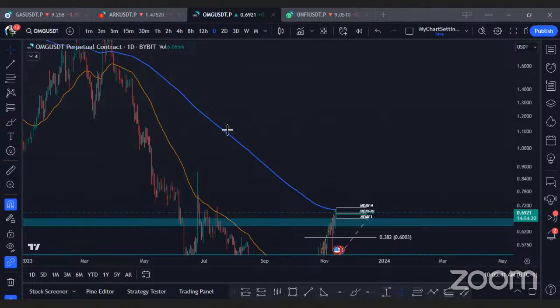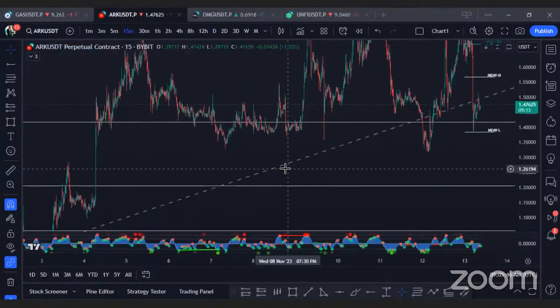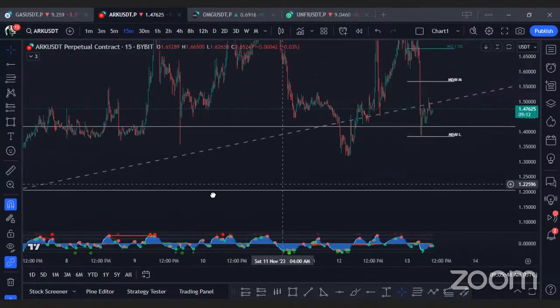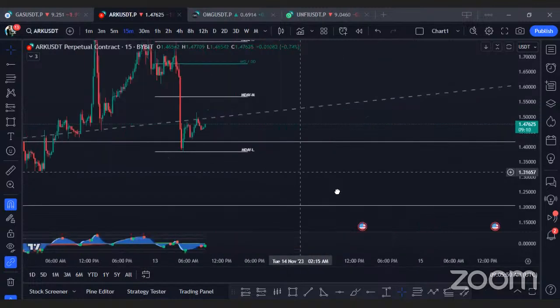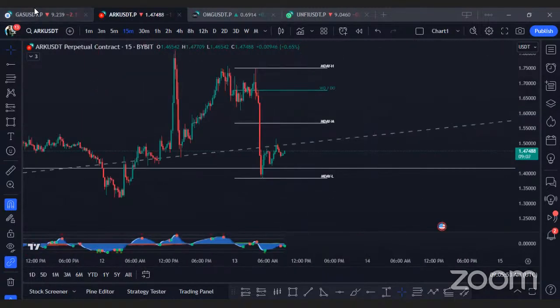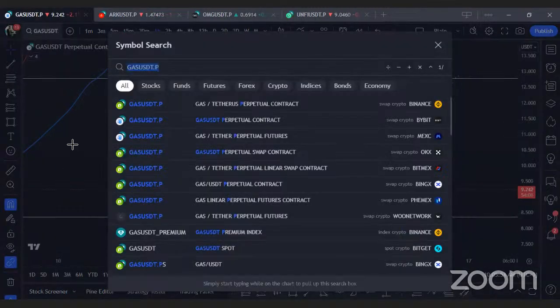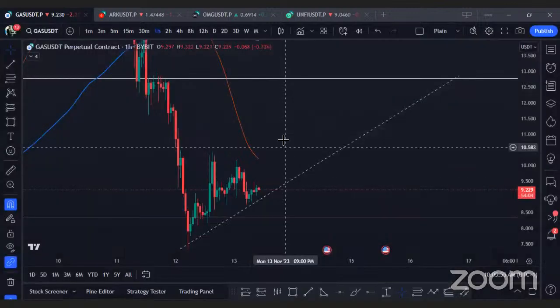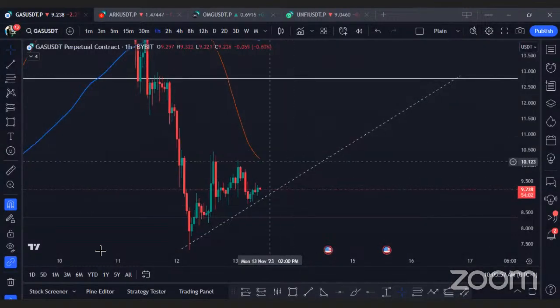Guys, TRB, I don't know why it dumped so hard, but I feel it's still good. It's still good for trading, for buying. If you get it at $80, or less than that, it's still good for buying actually. TRB is still good for buying. Pay attention to TRB.